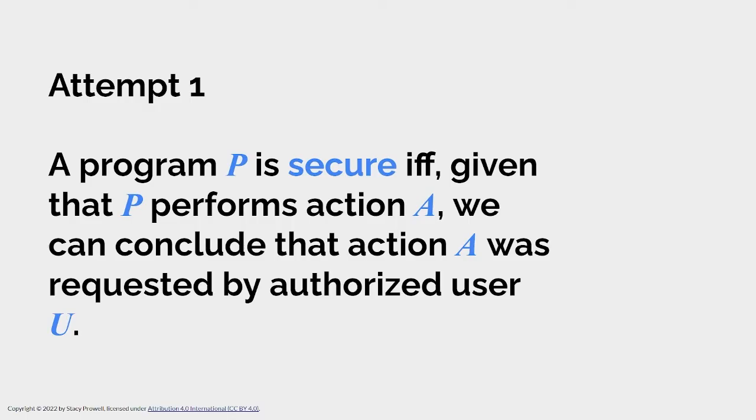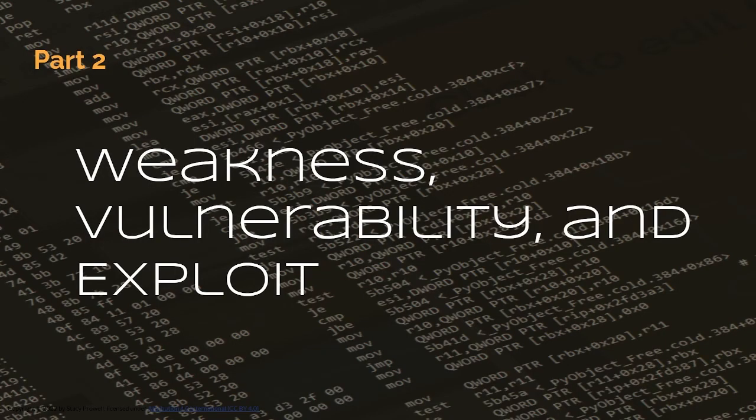Program is secure if given it performs an action, that action was requested. It downloaded code remotely and executed it on the machine. That's one way to think of it, right? I didn't request that. Did I? Maybe I did. As an authorized user, I may have entered something into a search field that caused that to happen because that was my intent, and I'm authorized. Does that mean it's secure or insecure? What does that exactly mean? So think about those sorts of things. All right. Let's talk about weaknesses and vulnerabilities and exploits and how those all fit together.